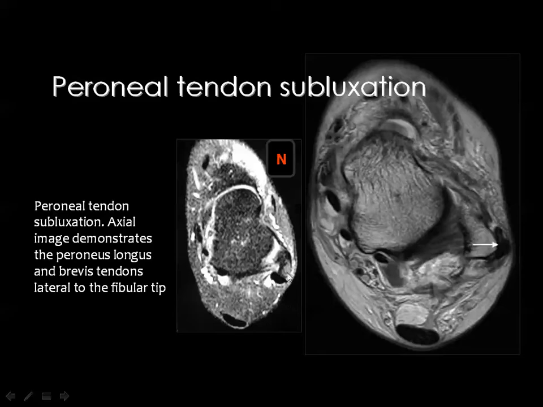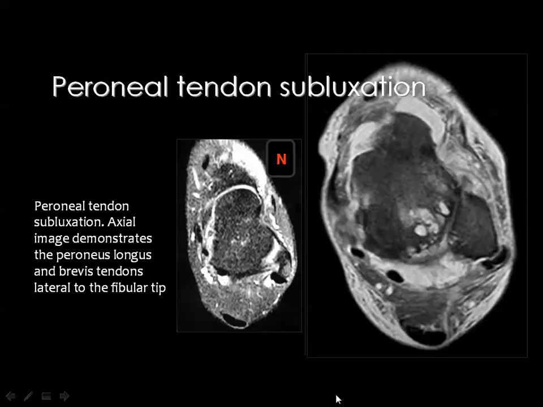Usually, the peroneal tendons are located within a groove in the posterior aspect of the fibula in order to prevent the tendons from being dislocated laterally. Sometimes the posterior aspect of the fibula is flat, and this may lead to lateral dislocation of the peroneal tendons. And this is also an example. You see the irregular posterior margin of the fibula with lateral subluxation of the peroneal tendons. This is the longus and this is the brevis.